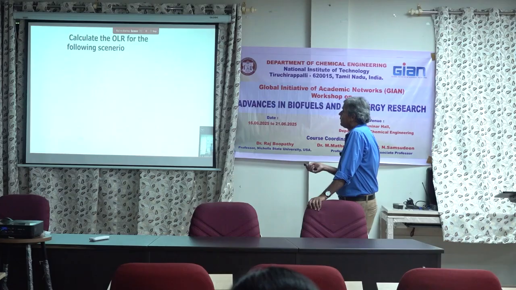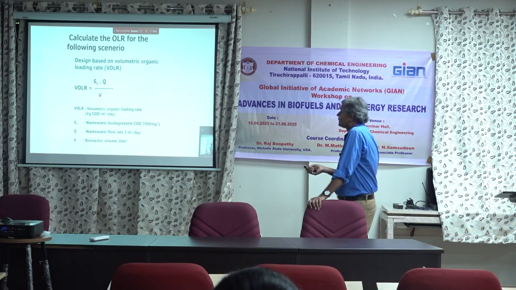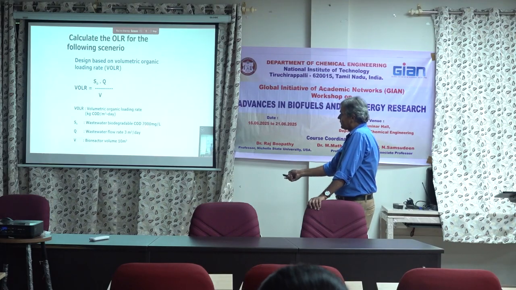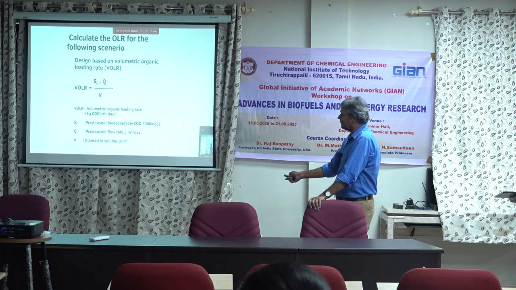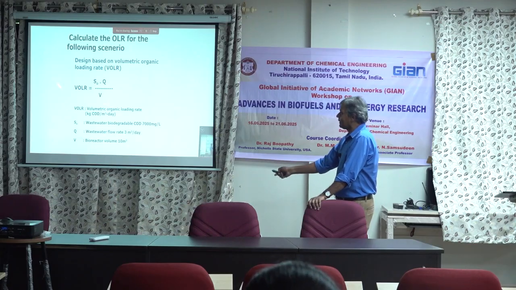I want you to calculate the organic loading rate for the following scenario. Okay? So what you have here: the wastewater concentration of COD is 7,000 milligram. The wastewater flow rate is 3 cubic meter per day. Your bioreactor volume is 10 cubic meter. Very simple math, right? You need to plug into this equation. You will calculate your loading rate in your system, right?